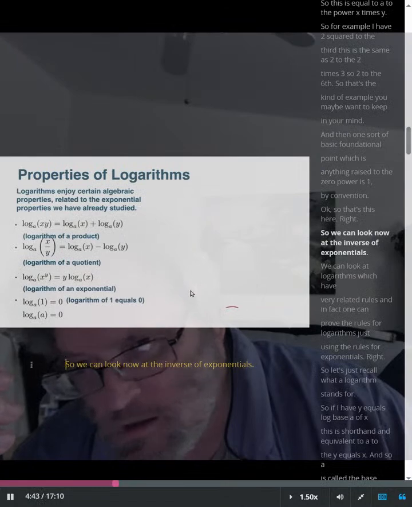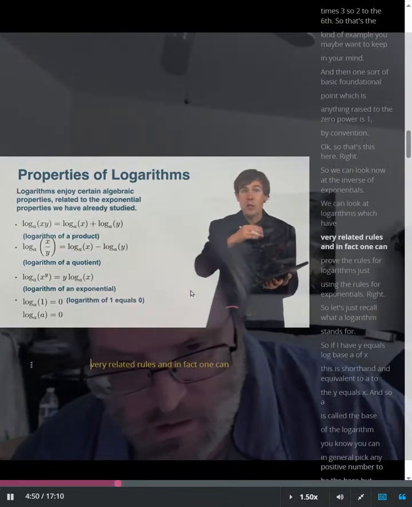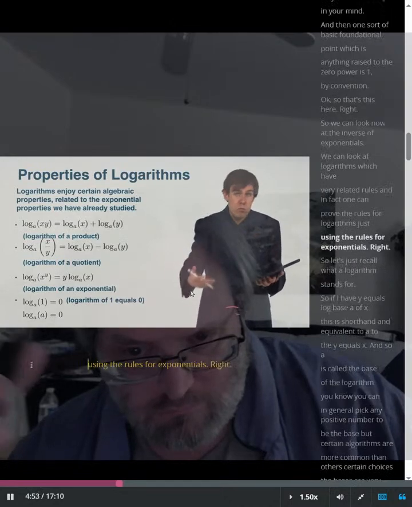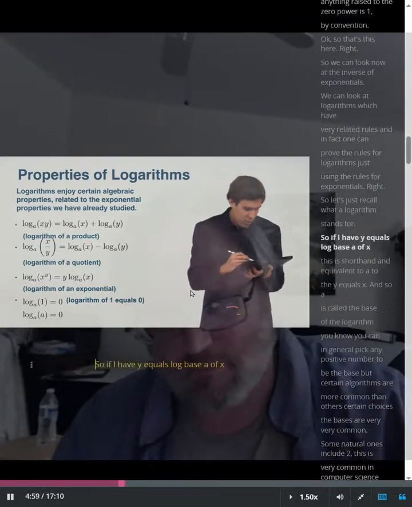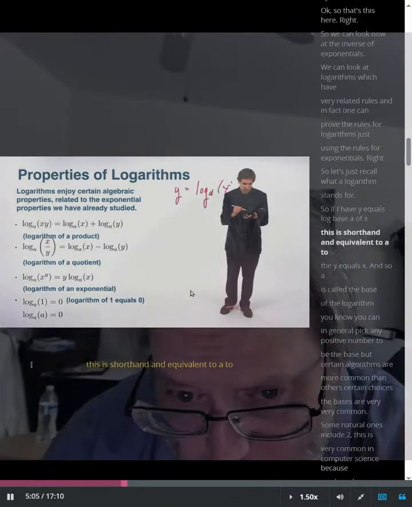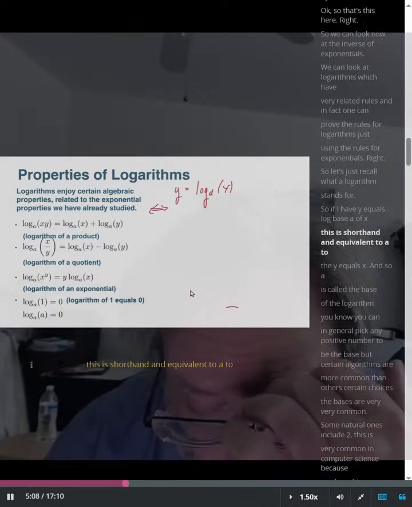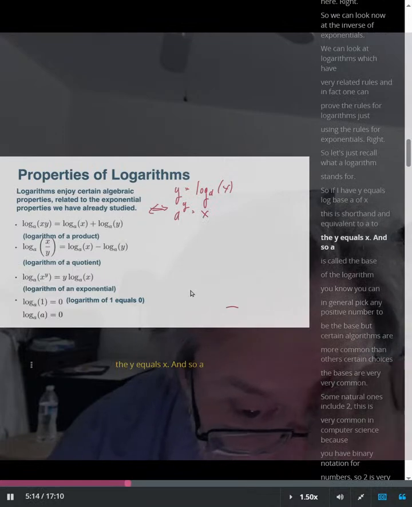So we can look now at the inverse of exponentials. We can look at logarithms, which have very related rules. And in fact, one can prove the rules for logarithms just using the rules for exponentials. Right, so let's just recall what a logarithm stands for. If I have y equals log base a of x, this is shorthand and equivalent to a to the y equals x.